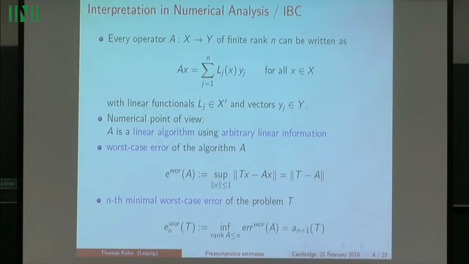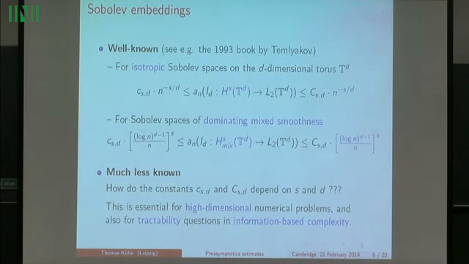This infimum of the error of the algorithm is on one hand the worst case error in the sense of IBC or numerical analysis, and on the other hand it's the n plus first approximation number. So this is a relation. I will not come back to this too often.